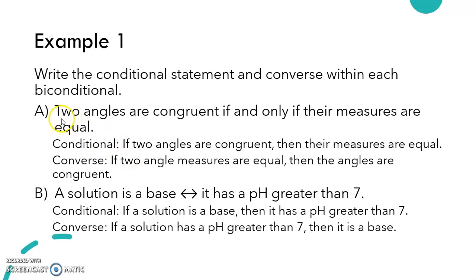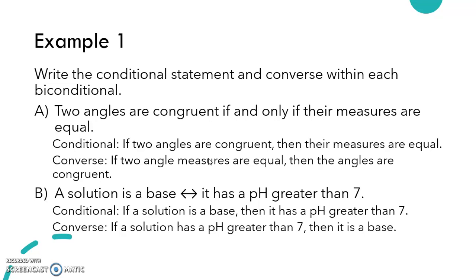In part A, we would say if two angles are congruent, then their measures are equal. That would be your conditional. For the converse, we would say if their measures are equal, then two angles are congruent. And again, if you wanted to, you could add in a few words. I like to avoid doing that simply because it's more clear that you've done exactly what you needed to do.